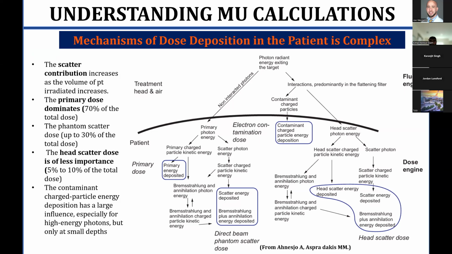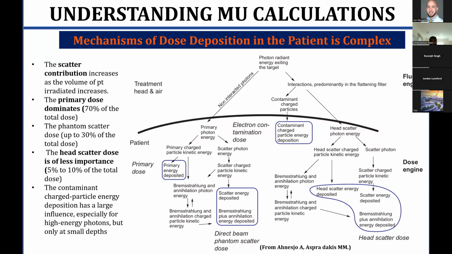It is essentially the radiation that is scattered from the flattening filter, primary collimator, secondary jaws, physical wedges, or MLCs. The point I want to note here is that head scatter dose can amount to about 5 to 10% of the total dose reaching the isocenter. Even at large collimator settings, which means large field sizes, it can account for up to 12% of the dose that reaches the patient.